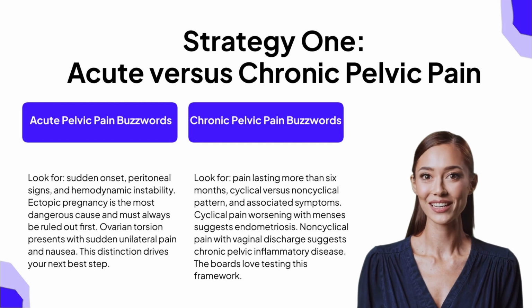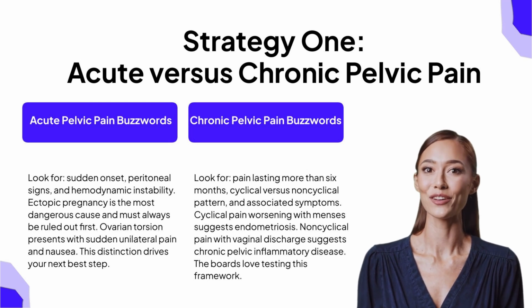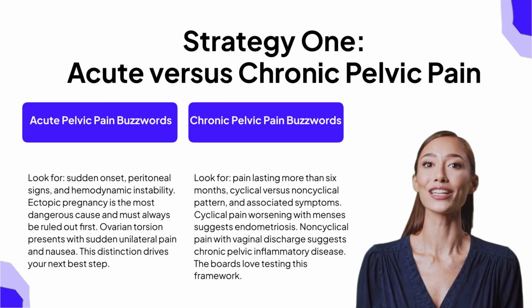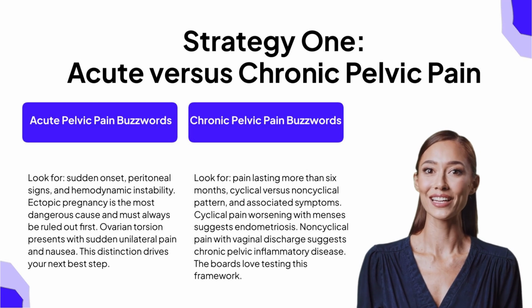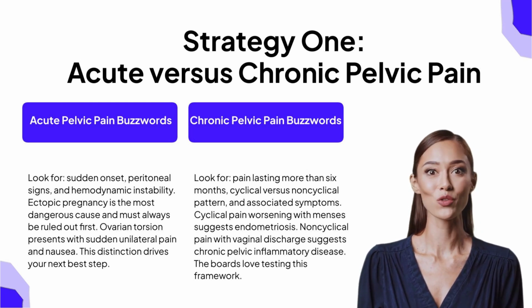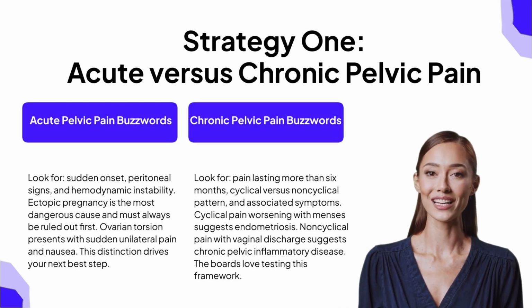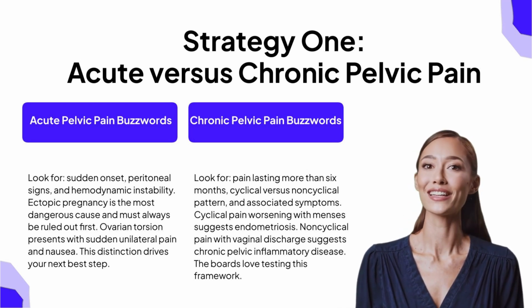Our first strategy is the acute versus chronic pelvic pain split. When you see a question about pelvic pain, immediately ask yourself, is this acute or chronic? For acute pelvic pain, the key buzzwords are sudden onset, peritoneal signs, and hemodynamic instability. Ectopic pregnancy is the most dangerous cause and must always be ruled out first with a pregnancy test. Ovarian torsion presents with sudden unilateral pain, nausea, and an adnexal mass. This distinction drives your next best step.